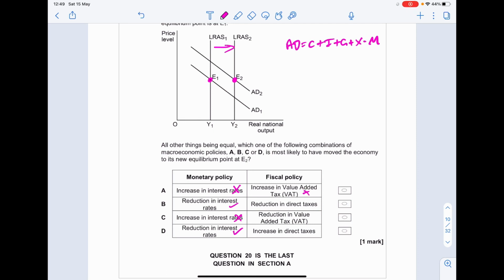A reduction in direct taxes. Direct taxes are taxes on income, not just on income of consumers, but income of firms. If you reduce taxes on firms, they then have to pay less in tax and they therefore have more profit. If they've got more profit, they're going to spend more on investment, and if they spend on investment, it shifts aggregate supply to the right. So B is the correct answer.